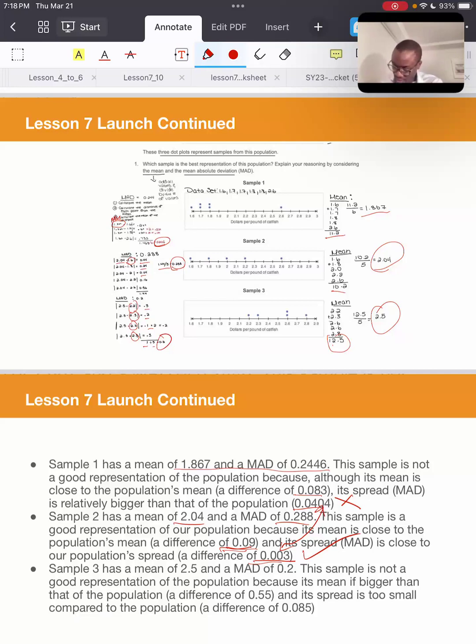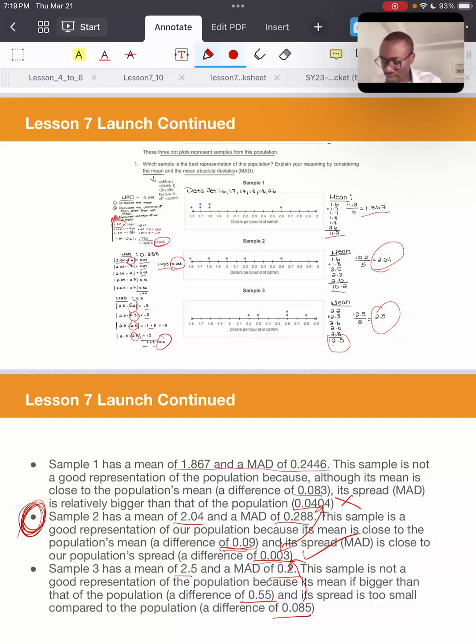Sample 3 has a mean of 2.5, which is relatively bigger compared to the other two samples. It has a difference of 0.55, which is frankly quite huge. Its MAD, mean absolute deviation, is 0.2, and this is quite big compared to the other two. The difference between its MAD and that of the population is quite huge, 0.85. If you compare it with the others, it is the biggest. So for that reason, sample 2 is likely to be a representative sample of our population.